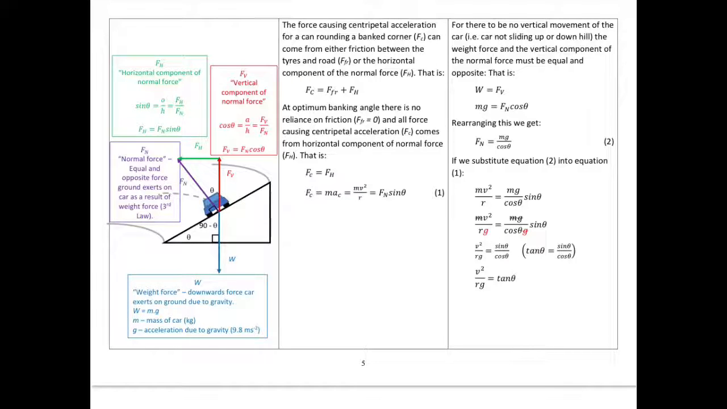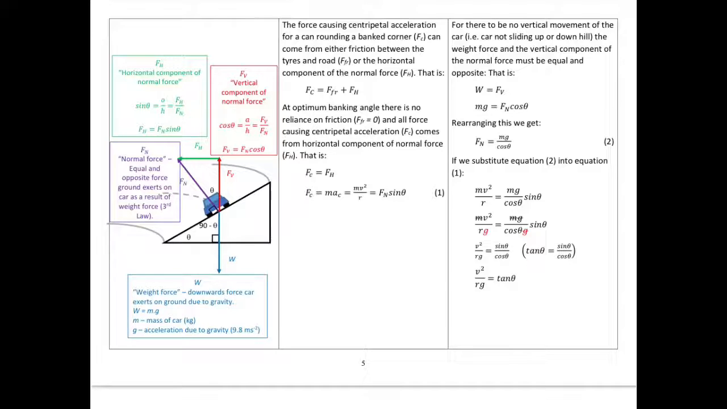So from trig we can see that the cosine of this angle will equal the adjacent over the hypotenuse, so it will equal the vertical force over the normal force. We can rearrange that to find out what the vertical component is in relation to the normal force. And using the sine relationship, opposite over hypotenuse, we can do a similar thing to work out what the magnitude of the horizontal component will be in relation to the normal force and the banking angle.